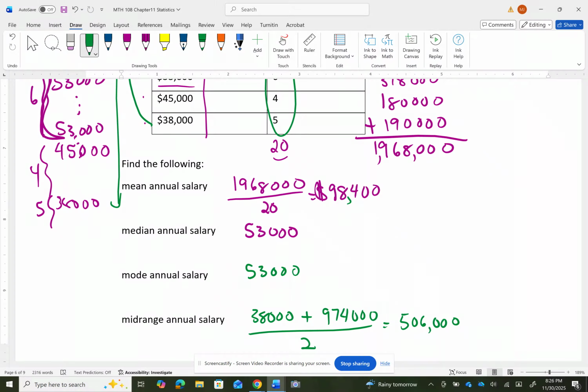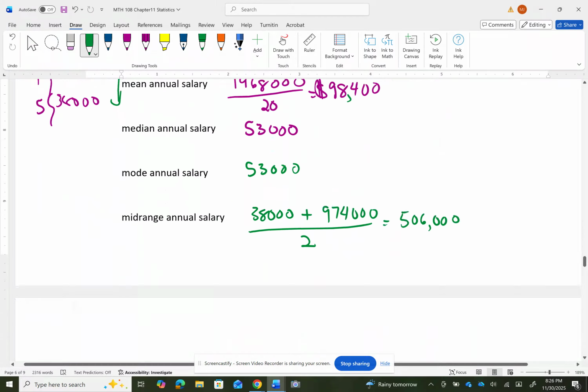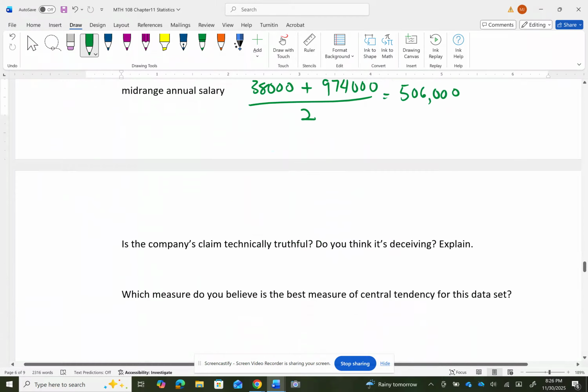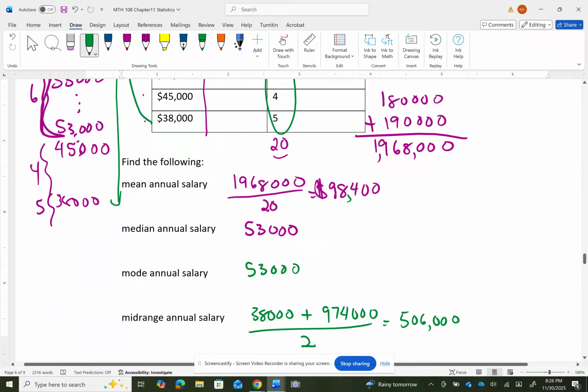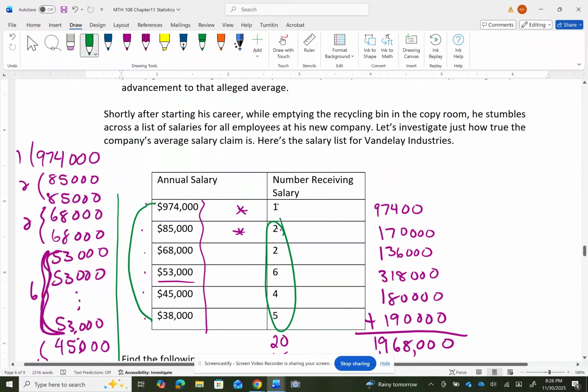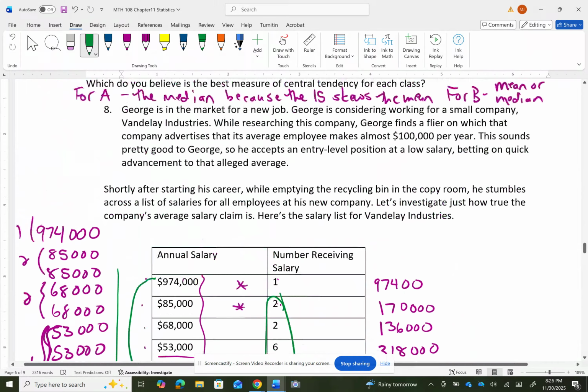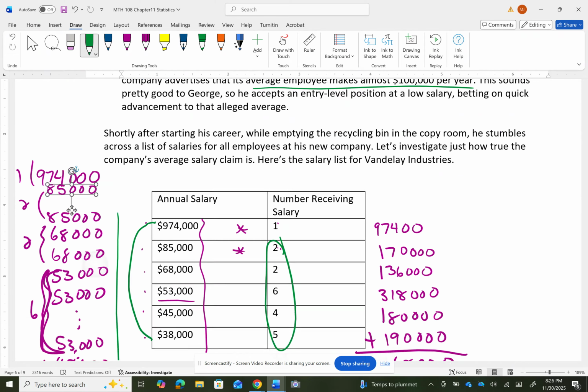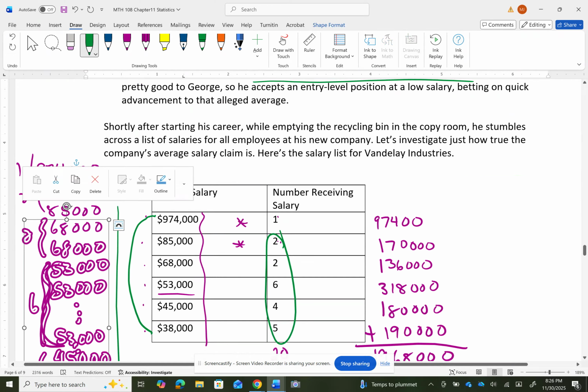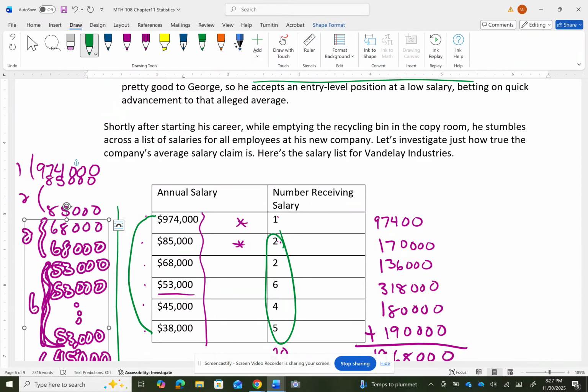All right, so here was a question that said, is the company's claim technically truthful? So what they're talking about is back here. They said, up in the statement, George finds a flyer in which the company advertises that its average employee makes about $100,000 a year. Sounds pretty good, so he accepts an entry-level position, betting on advancement in the future that would get him at the average.